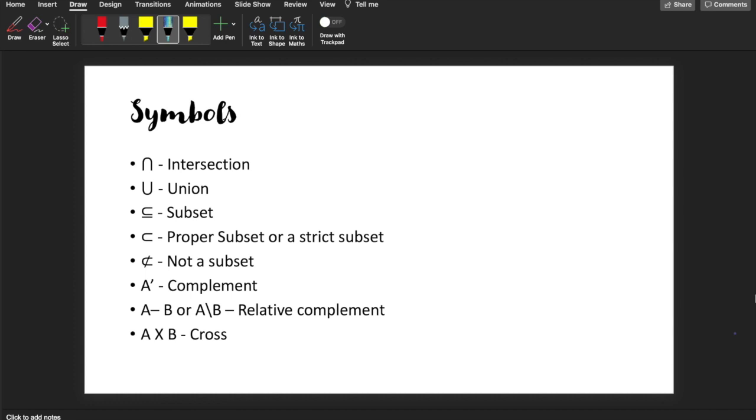So the definition is, if I say A minus B, then the elements that are in A but not in B. This is called the relative complement of B in A. The next one is A cross B.